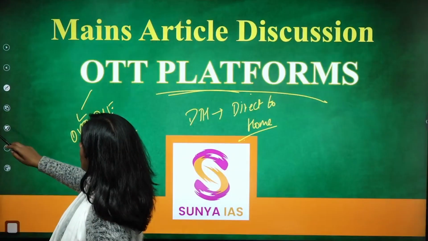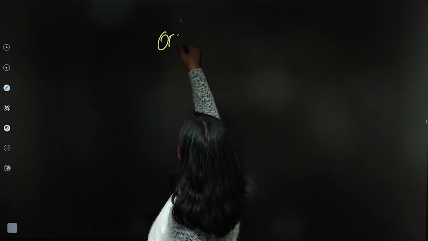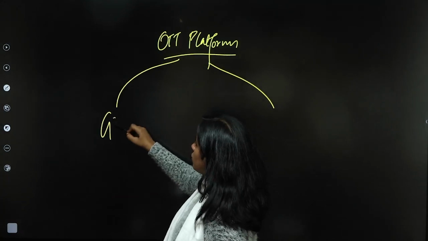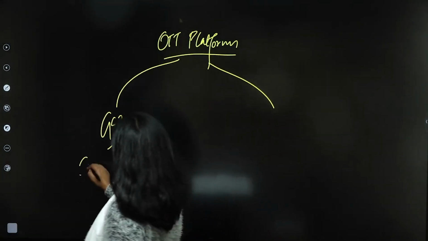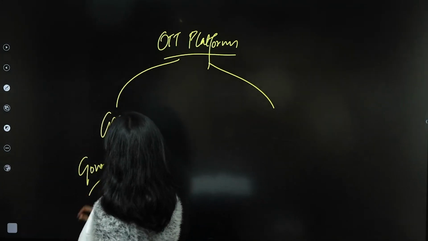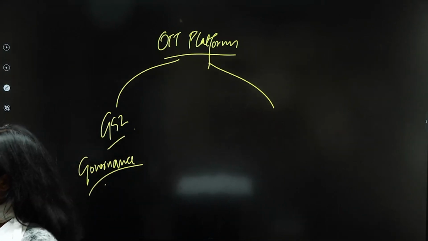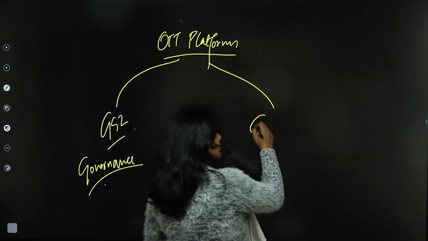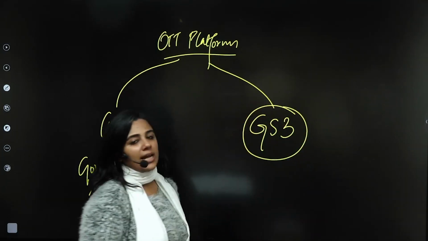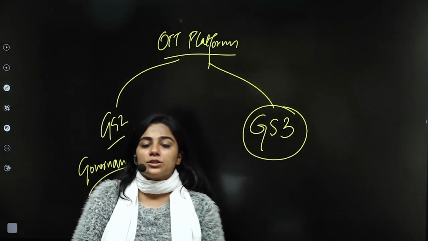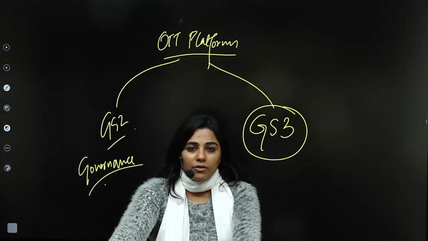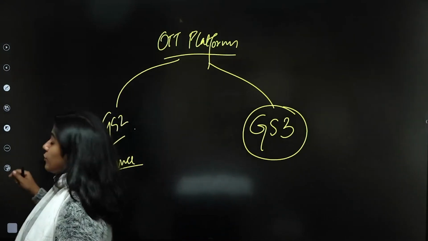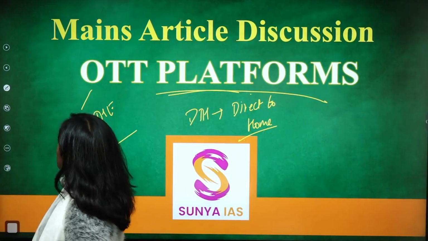That is one. Second thing, the OTT platforms as a topic is important for two papers. One is of course GS2, and in GS2 it is important for governance and the kind of regulations that OTT platforms are going through. What were the regulations earlier? What are the recent acts that are enacted for OTT regulation, etc.? Even for GS3, it is important to understand how various sectors, let's say the telecommunication sector and the entertainment sector, are evolving with the OTT. So it can be used somewhere or the other, and it's all about interlinking the knowledge from one paper to another. So that is about OTT platforms.